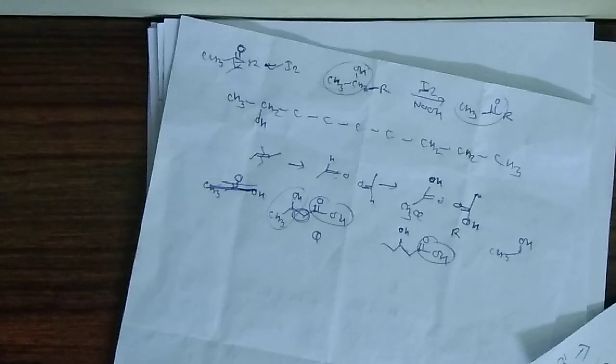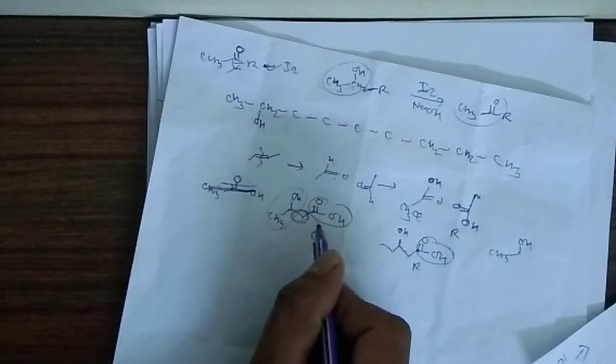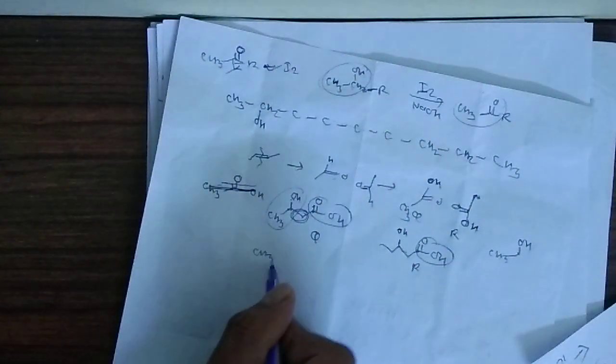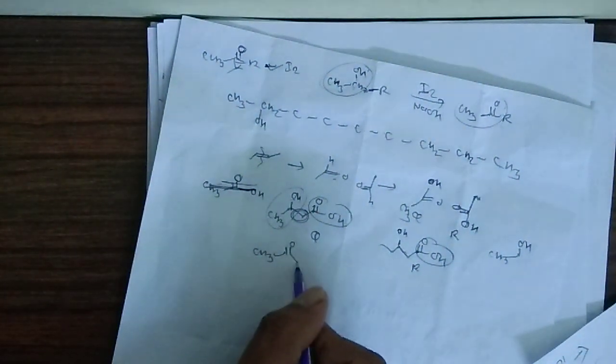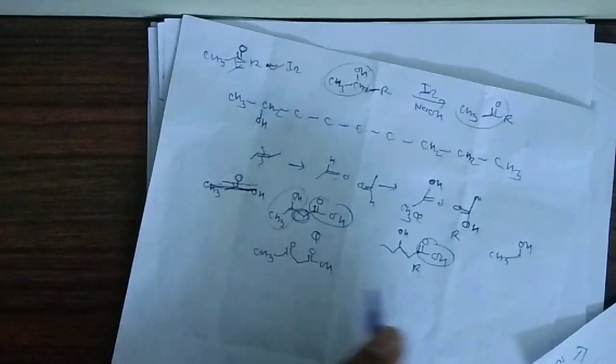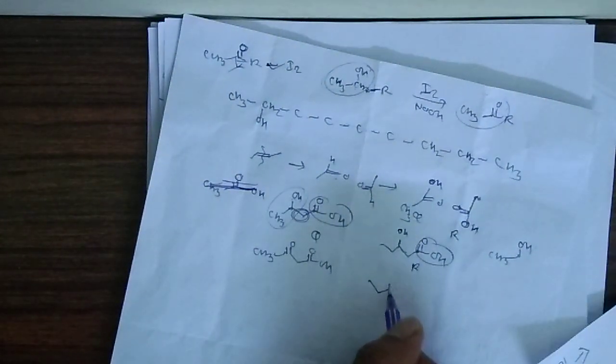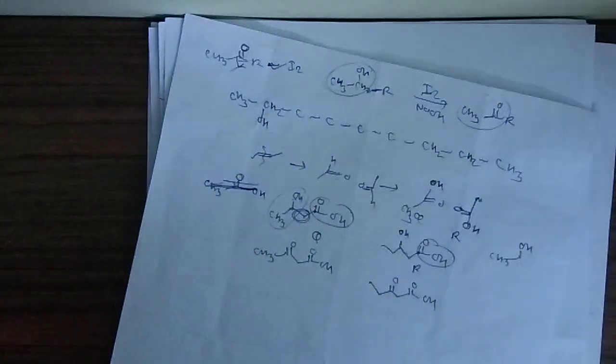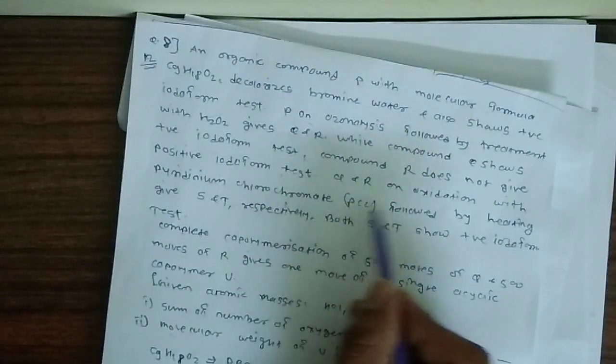So OH should be there. Our R is like this. So after oxidation by PCC, what will happen? This secondary alcohol will convert to ketone. Suppose this will form again here. Suppose this is formed. So in the next, read again.